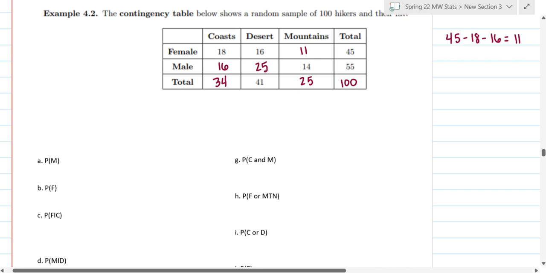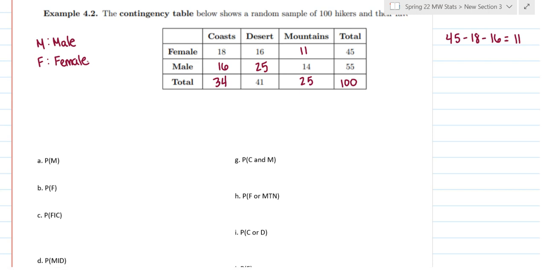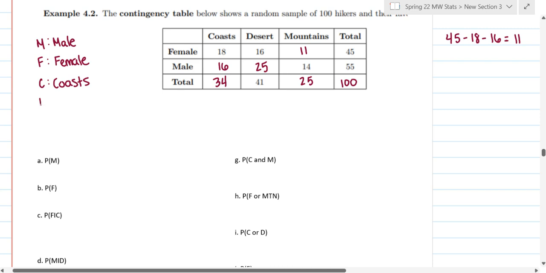All right, so first one, oh, we're missing all of this here. So you have M is male, F is female, and, wait, what does it say here? C is coasts, D is desert, and MTN for mountain.